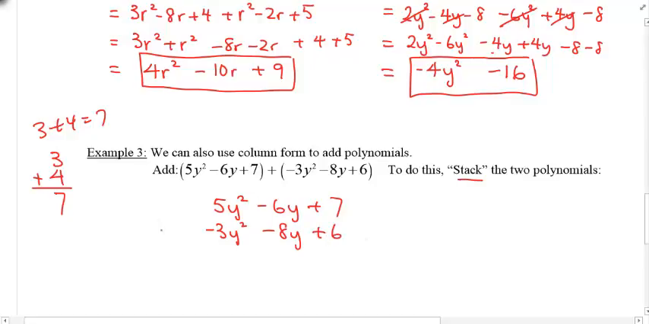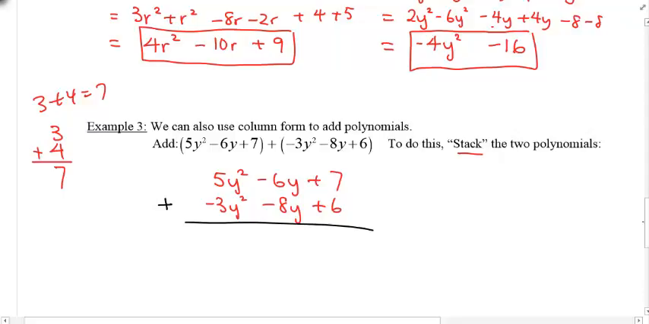And the goal here now is to add, so I'm going to put a big plus sign here, and you can draw your bar, just like you did in elementary school. Okay? And now you have to add, but you have to add the terms that are alike. So 7 plus 6, that's 13. By the way, you don't need to add from left to right or right to left, it doesn't matter. Be careful here, negative 6y plus negative 8y. Negative 6 plus negative 8 is negative 14y. And then 5y squared plus negative 3y squared, that's 5 plus negative 3, or 5 take away 3, that's just 2, so 2y squared. And there's your answer. Okay? Doesn't matter which way you like, I just want you to do it.